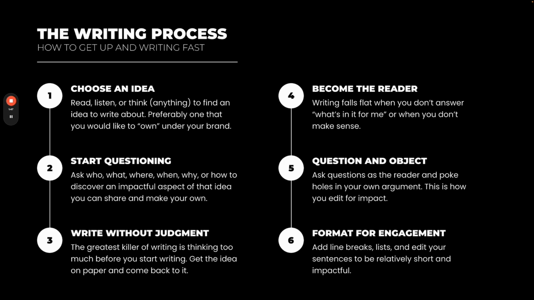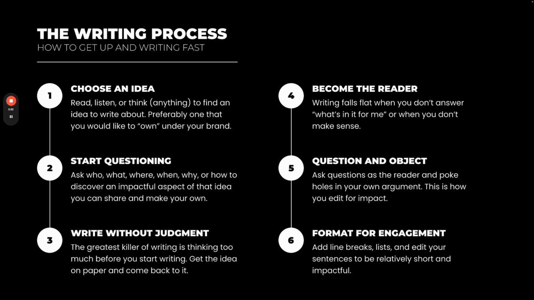Now, the writing process, what everyone has been waiting for, and I feel like this is truly powerful if you continue to practice it. So this is how to get up and writing fast. The first thing, just choose an idea. So we've talked about that. You have ideas, just choose an idea, okay? The second thing is to start questioning. So ask who, what, where, when, why, or how to discover an impactful aspect of that idea you can share and make your own. Now, just continue questioning things until you get to something impactful.